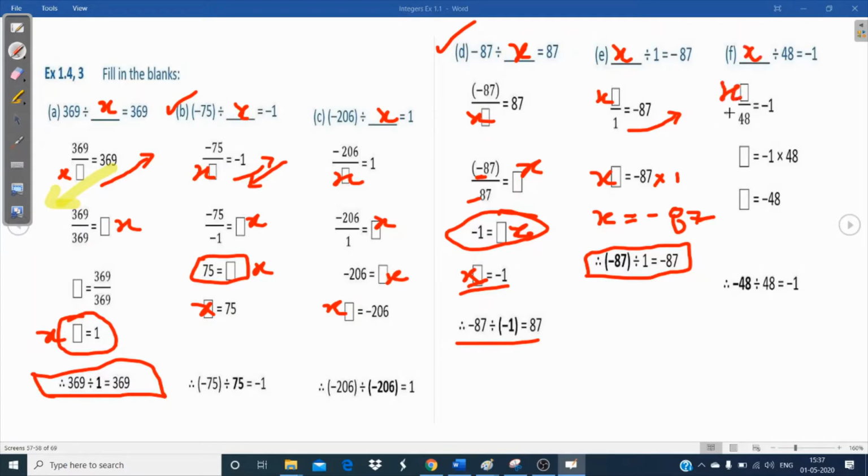Now next part, let's take this unknown integer x. So x divided by 48, which is equal to what? Minus 1. Again you have to find out the value of x. Leave the x here itself. Now this 48 is in the denominator there. After cross multiplication, it will multiply with the numerator. So minus 1 into 48. So x equal to what? Minus 48. So minus 48 divided by 48. 48 cancels. Minus 1 will be left.